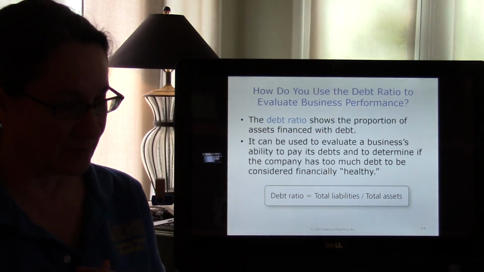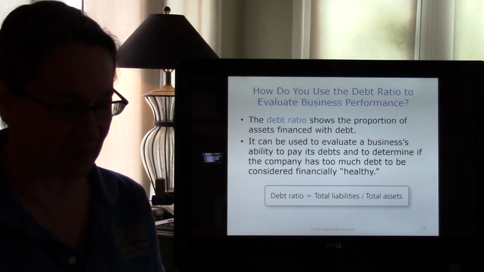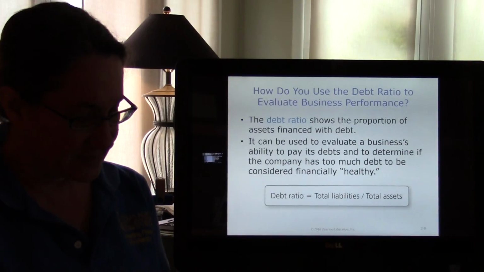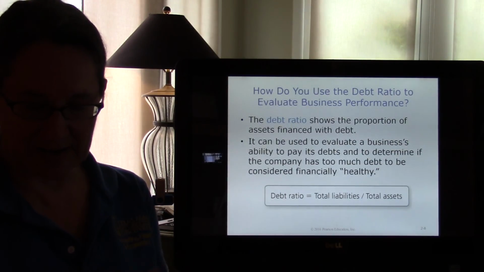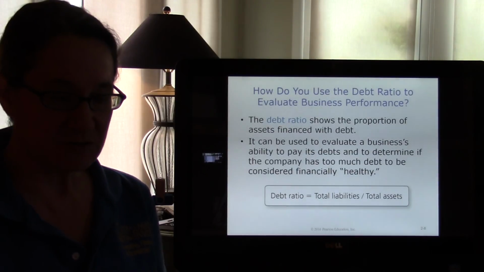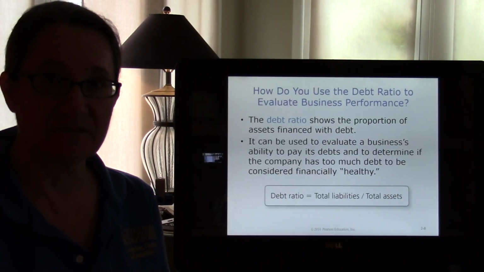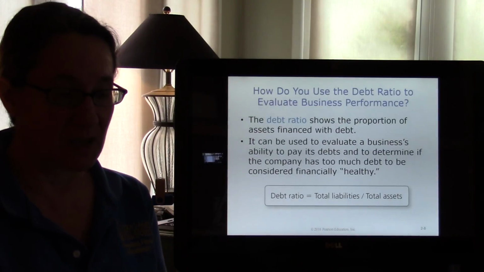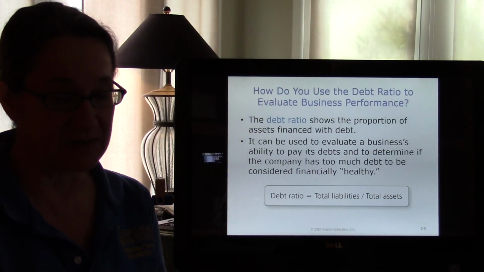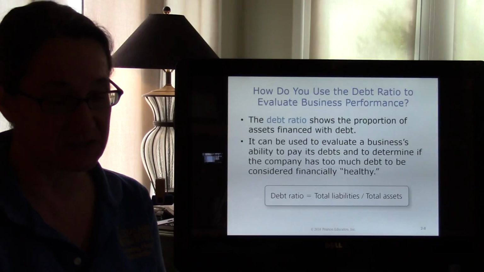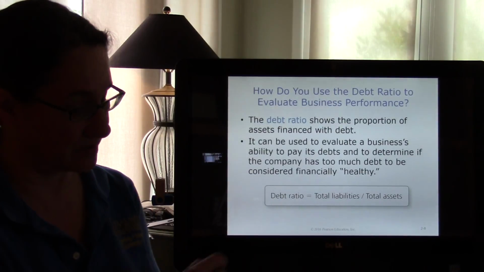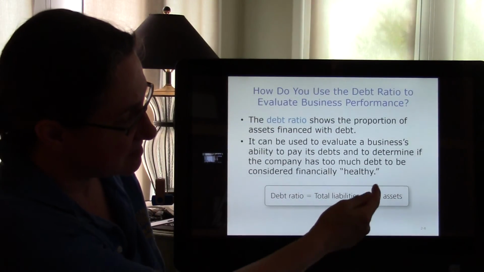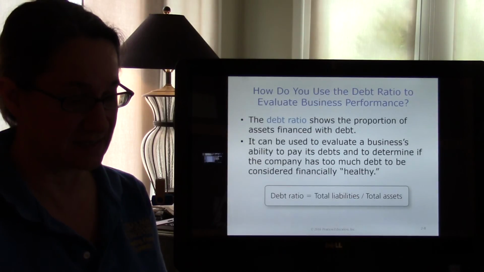So here's one example that investors and other people think about companies. The debt ratio is used to evaluate a business's ability to pay its debts. The debt ratio shows the proportion of assets financed with debts. Companies with a high percentage of liability are at a greater risk of default, meaning they would be unable to pay their creditors. The formula to calculate debt ratio is total liabilities divided by total assets.